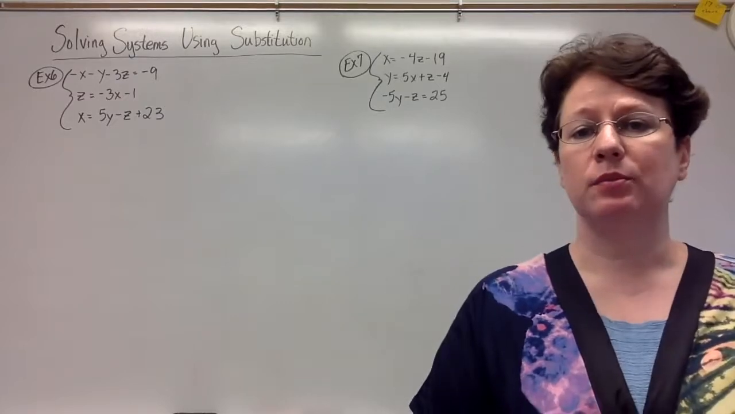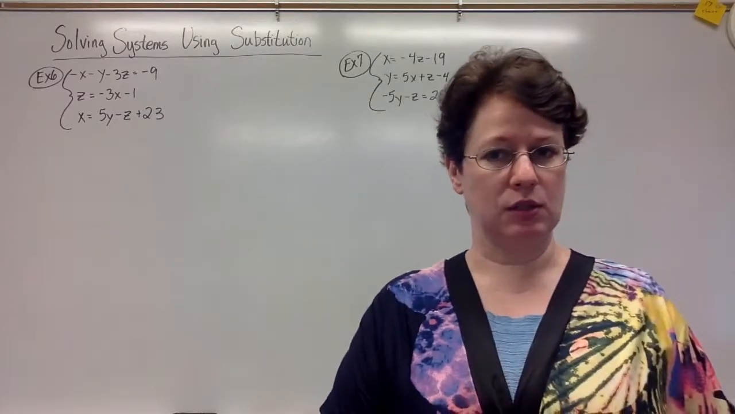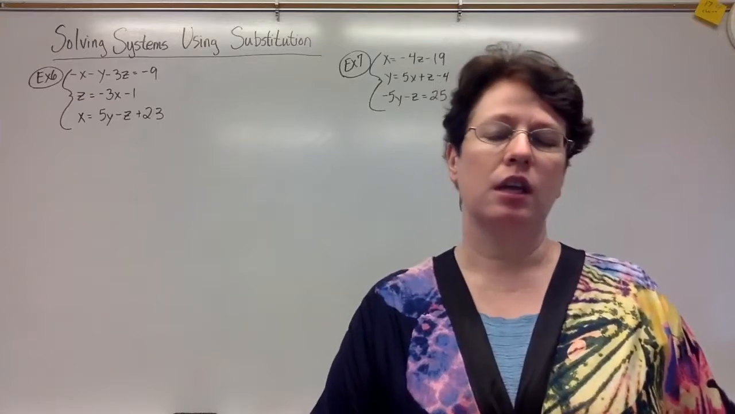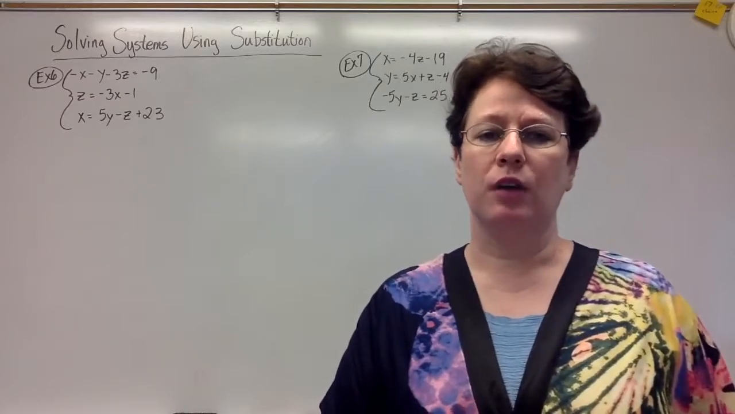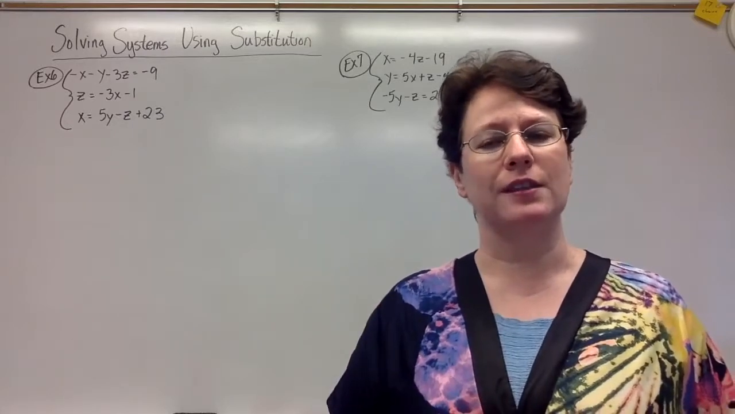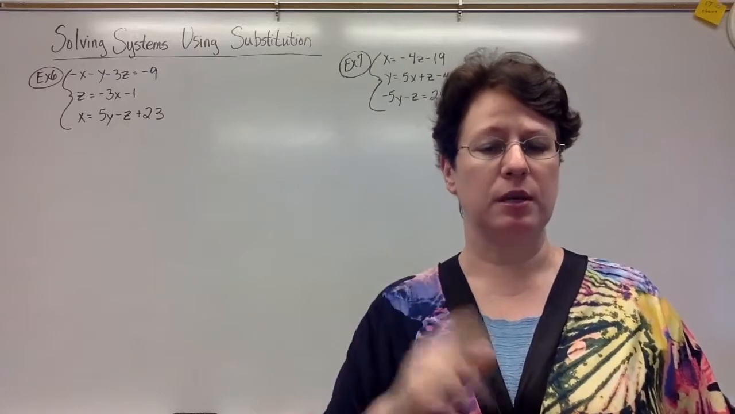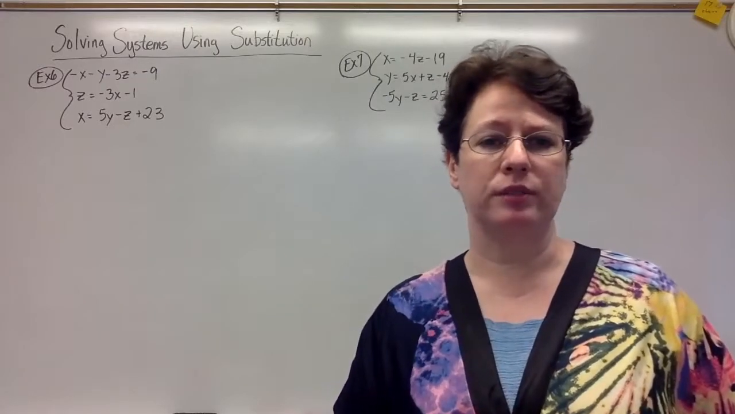We are going to do examples 6 and 7, which are 3x3 systems. These are a little bit more challenging. So I'm not looking for the variable that's by itself because I have 3 separate equations. I want to find the simplest possible equation. That's my first step. Simplest possible equation.